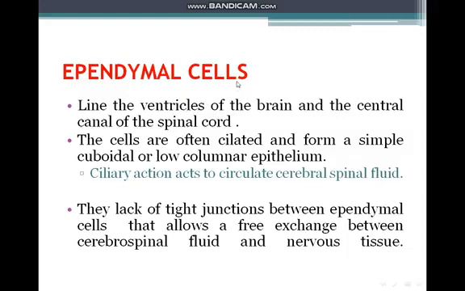Ependymal cells are responsible for lining the cavities of the central nervous system, including the ventricles of the brain and the central canal of the spinal cord. They are found as a single epithelium ranging from cuboidal to columnar in height and contain cilia on their free luminal surface. They are responsible for the circulation of the CSF, the cerebrospinal fluid. They lack tight junctions between ependymal cells, which allows free exchange between the cerebrospinal fluid and the nervous tissue.